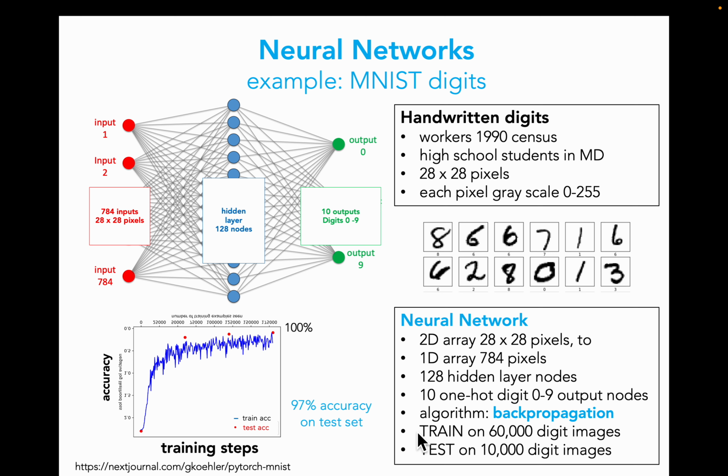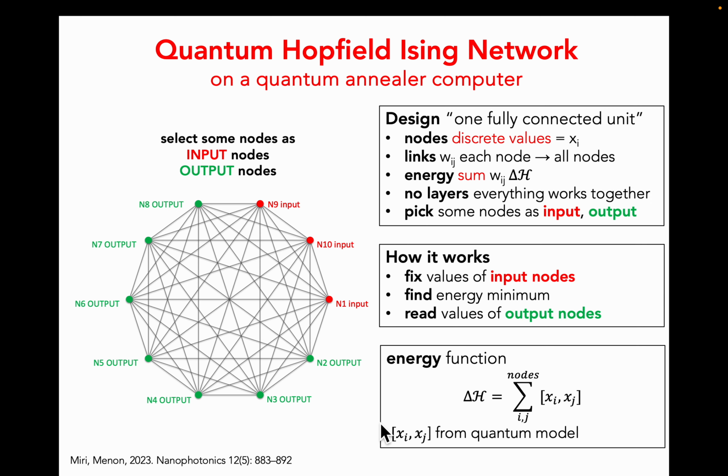Typical application would be to train on 60,000 digit images and test on another 10,000. And so here, as the training steps increase, you can see the accuracy increases, and overall, the test accuracy of the digits, it's 97% accurate in figuring out which digit that was handwritten corresponds to which digit 0 through 9.